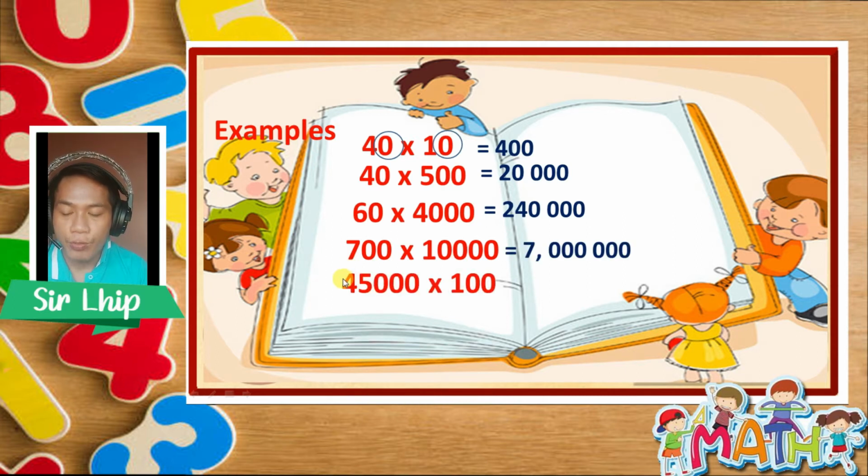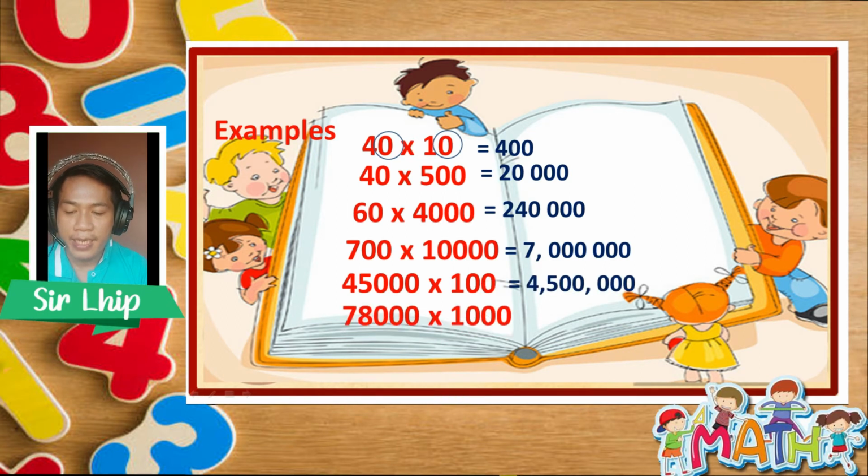45,000 times 100 equals 5 zeros, then multiply 45 times 1 equals 45. Therefore, the product is 4,500,000. 78,000 times 1,000 equals 78 million. Just count the number of zeros.